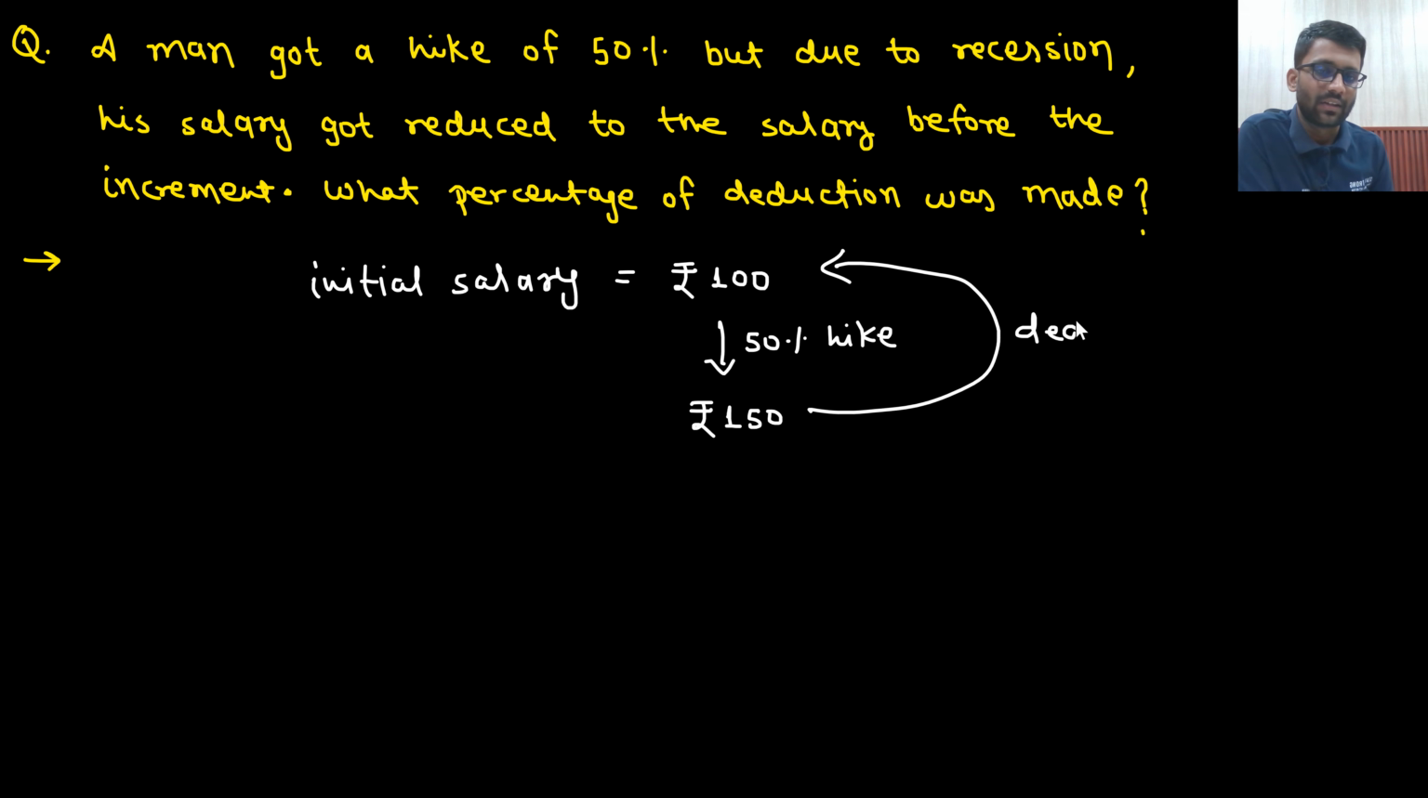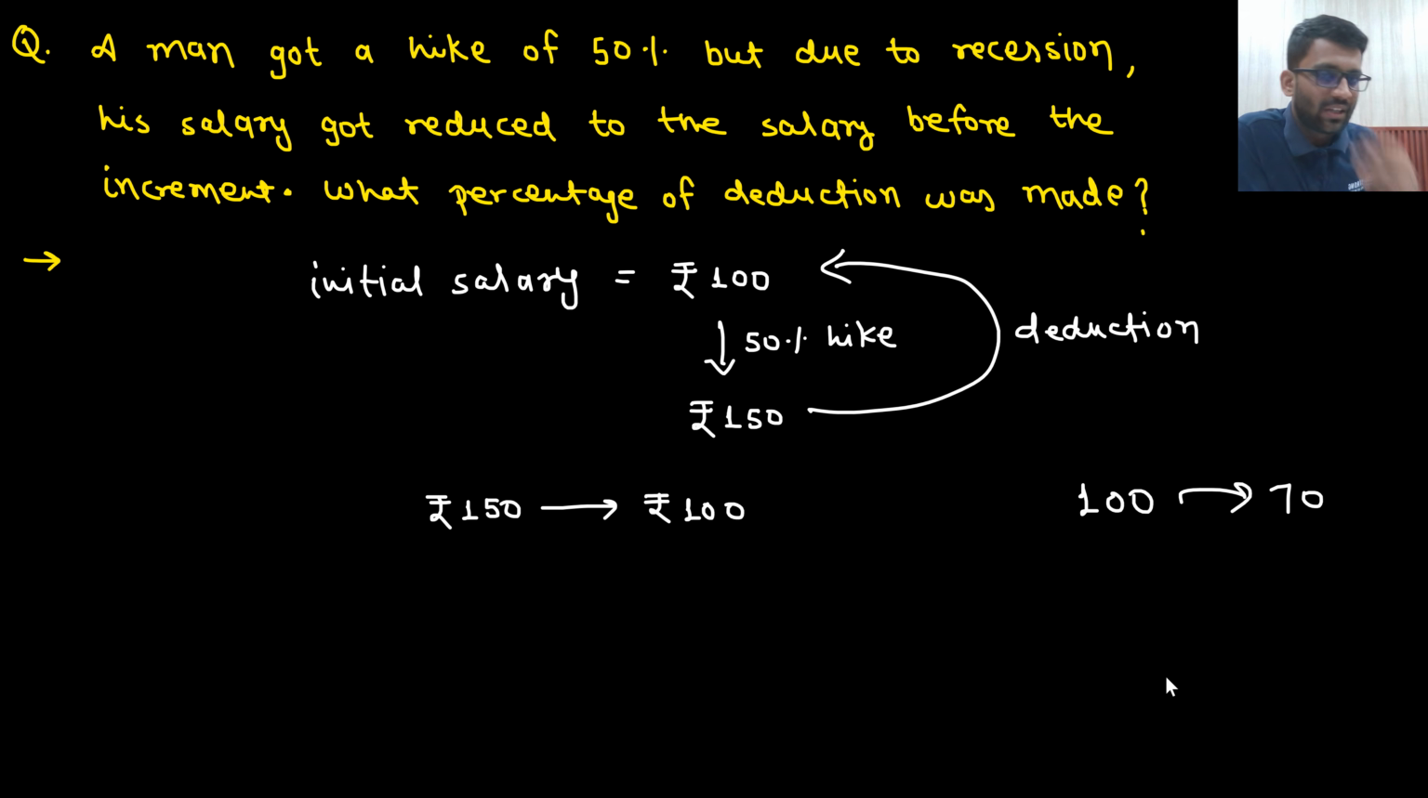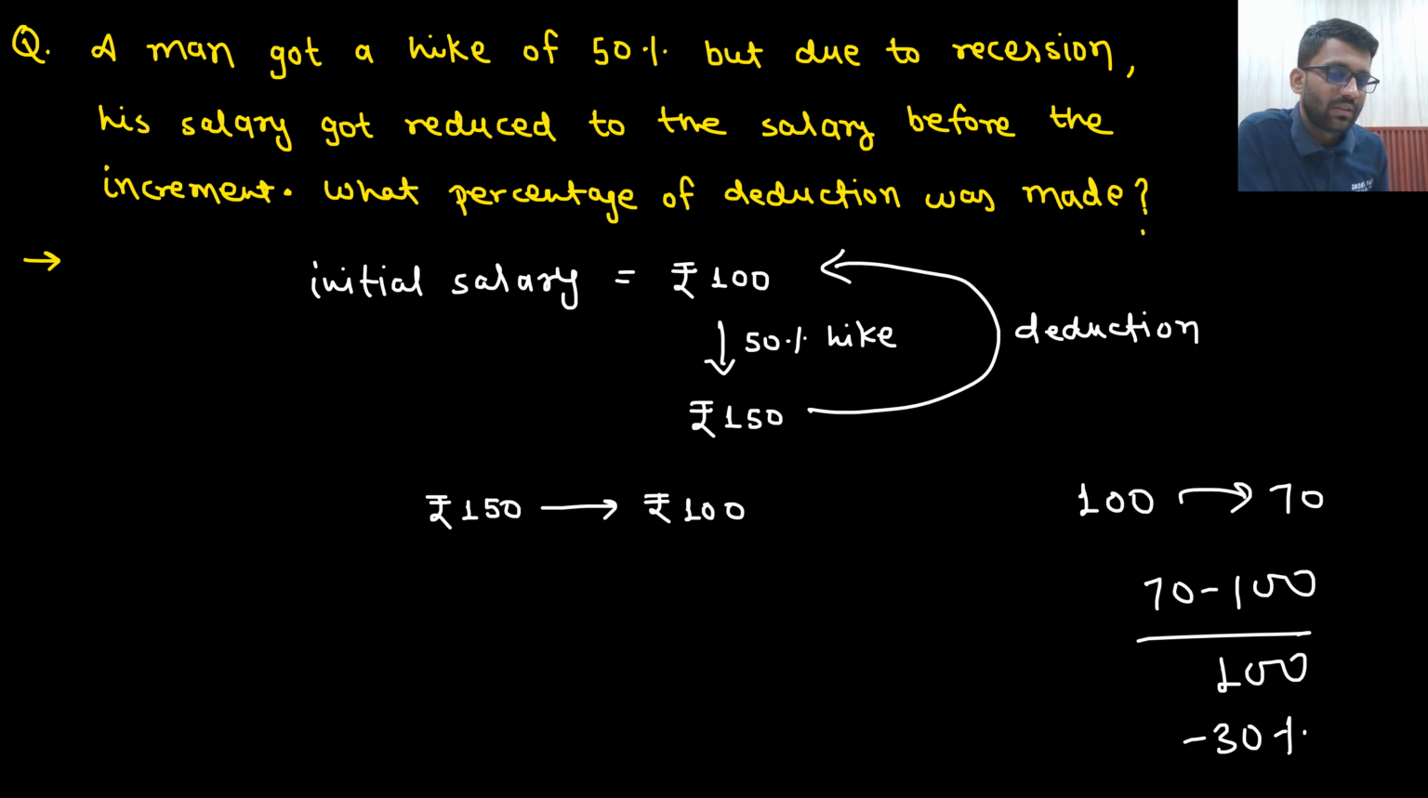So what is happening is, he was having a salary of 150 rupees. Now it got decreased to 100 rupees. How much he lost? 50%. No, not 50%. If I was having 100 rupees and I came to 70 rupees, how much did I lose? 30%, right? How will I do it? 70 minus 100 divided by 100. So 30%. I was having 150 rupees. I got to 100 rupees.